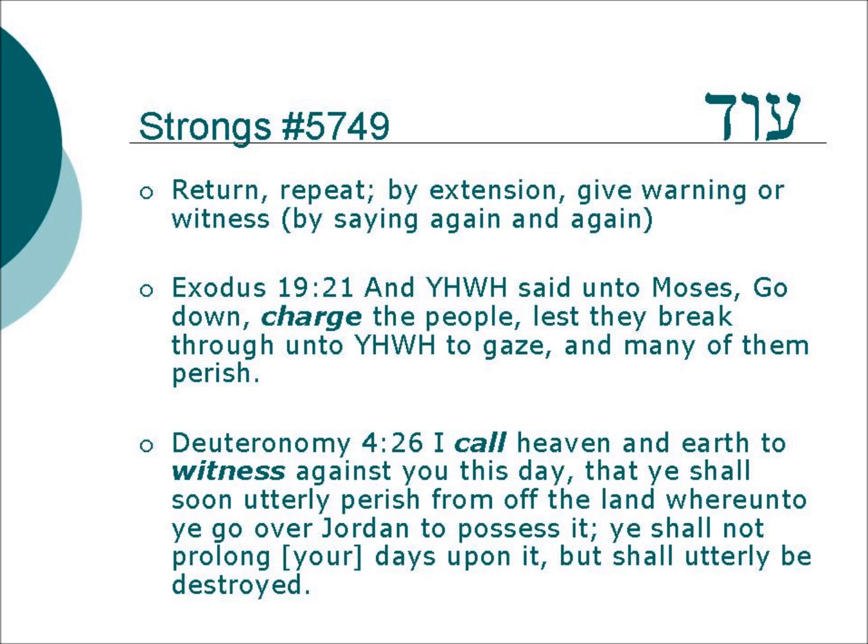Deuteronomy 4:26. I call heaven and earth to witness against you this day, that ye shall soon utterly perish from off the land whereunto ye go over the Jordan to possess it. Ye shall not prolong your days upon it, but shall be utterly destroyed. A serious warning. And Yahweh calls 2 witnesses, as we know we need 2 witnesses. The repetition over and over, how many times the prophets are giving the same warning. Don't disobey your God because you will be cut off. It's an idea that they keep returning to, and it gives witness to the people that they have done evil in the sight of their God.